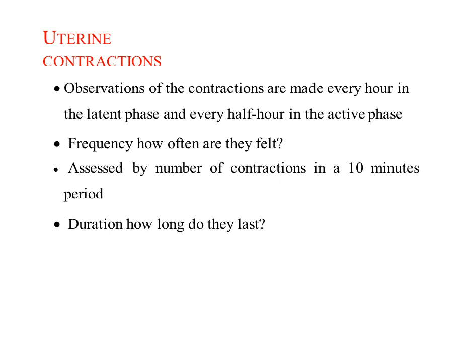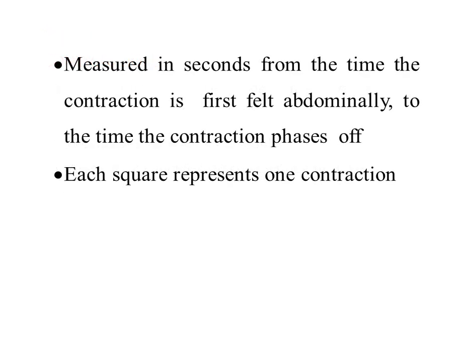Uterine contractions. Observations of the contractions are made every hour in the latent phase and every half hour in the active phase. Frequency: how often are they felt? Assessed by the number of contractions in a 10-minute period. Duration: how long do they last? Measured in seconds from the time the contraction is first felt abdominally to the time the contraction passes. Each square represents one contraction.